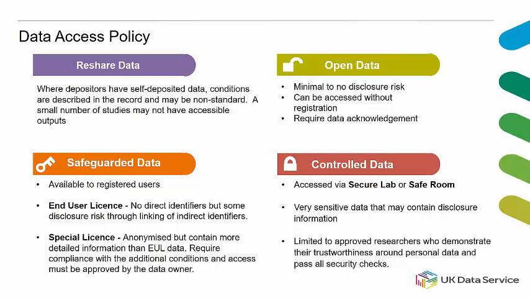Now, controlled data, like safeguarded data, contains a couple of levels. Secure access, which can be accessed from our virtual secure lab and requires an application to be completed, as well as technical security setup. And I would also like to stress here that our secure lab is a virtual space, so there is no physical secure lab that you would need to attend with us if you were applying to access secure data. We also have, under controlled data, safe room data. Now, this is data that is so sensitive it can only be accessed from our on-site safe room, and this is based at the University of Essex. For both of these access levels, researchers are required to demonstrate their trustworthiness around personal data and pass security checks and training.